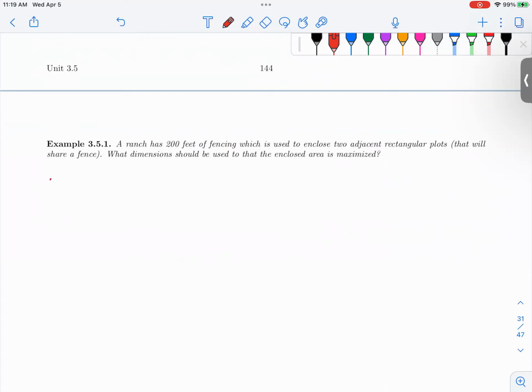So we want a rectangular plot. And we want it to share a common fence. We're going to divide it up into 2 pieces. So maybe we have our chickens over here. And we have our cows over here.